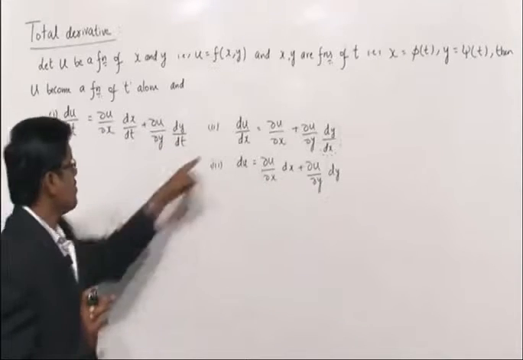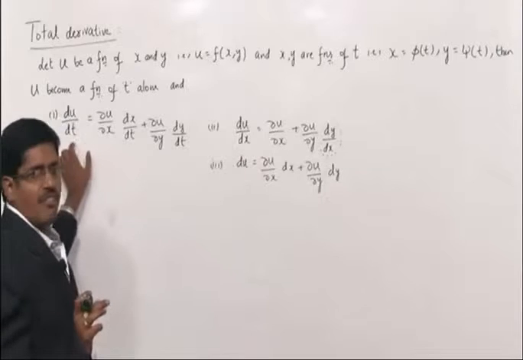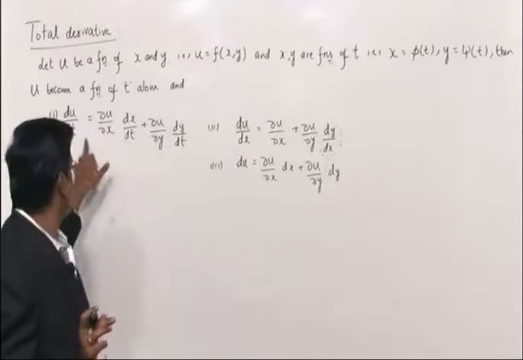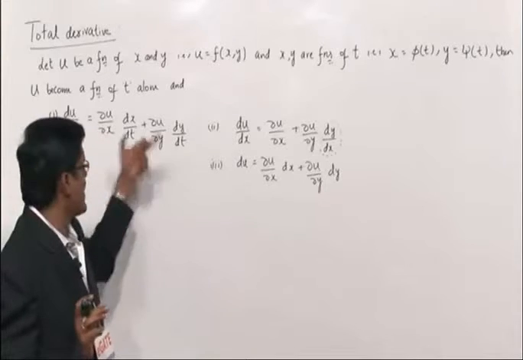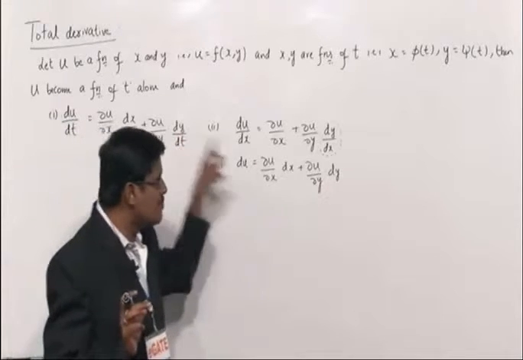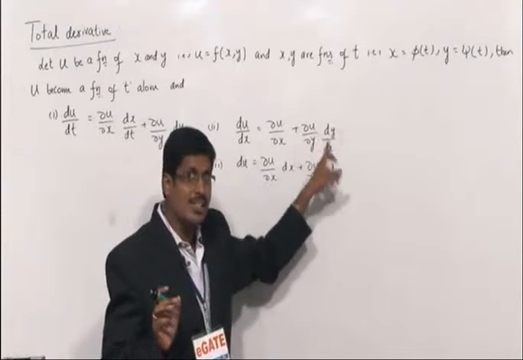Easy to remember. Now this second result is obtained by just putting t is equal to x in this first result. Put t is equal to x, that is du by dx. This is the same, dx cancels. And dy by dt becomes dy by dx, since t becomes x.